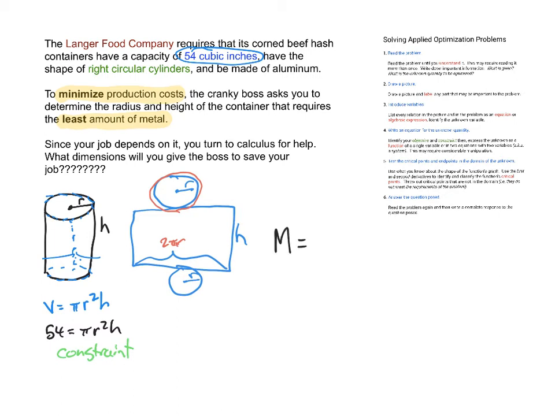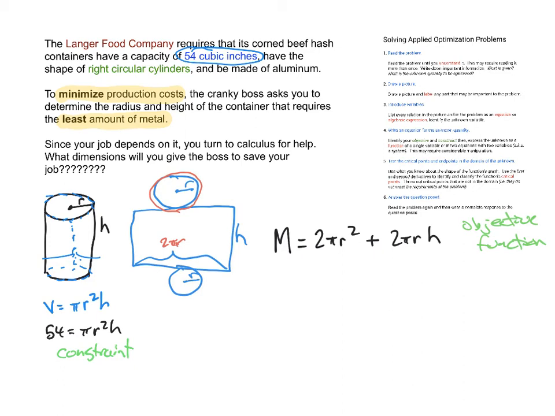And m is going to be the area of the top circle, which is pi r squared, plus the area of the bottom circle, which is also pi r squared. So that's 2 pi r squared. Plus the area of the rectangle, which is just length times width. So that's 2 pi r h. So that's our objective function. Let me write that in here. Which is good to identify, right?